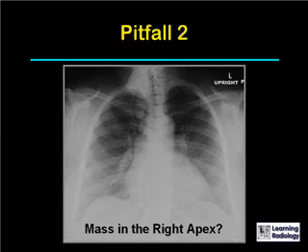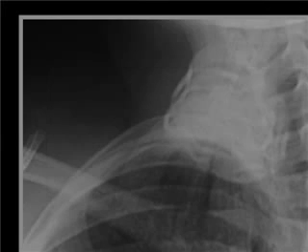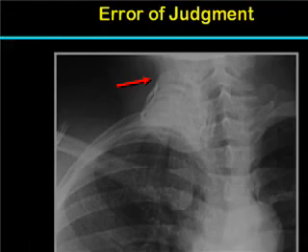Here's case number 2. The observer looked at this case and was questioning whether there was a mass in the right apex. What do you think? Well, if you look really closely at this so-called mass, you'll notice that at least part of it extends out of the thorax up into the neck. And this isn't a mass at all. This is actually an artifact. It's the patient's hair, which is gathered together in an elastic called a scrunchie.